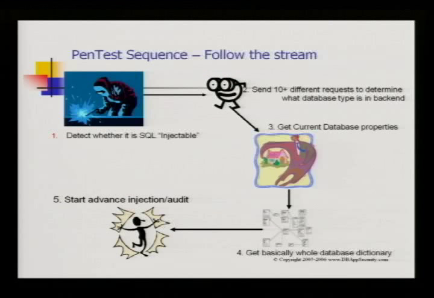So here's the pentest sequence that it will take. First, just like a normal scanner will do, it will detect if it is SQL injectable. But that is far less than enough, right? Second, just as Nmap will send tens of packets to detect the OS type based on TTL and window size, Matrix will send tens of different requests to determine what the database type is in the backend and what the version is. Then it will get the current database properties, such as what web user has connected to the database, what the instance name is, and the versions. And then you can get pretty much the whole database dictionary.